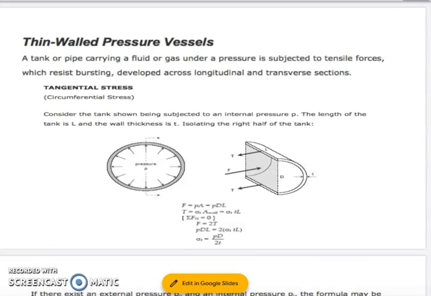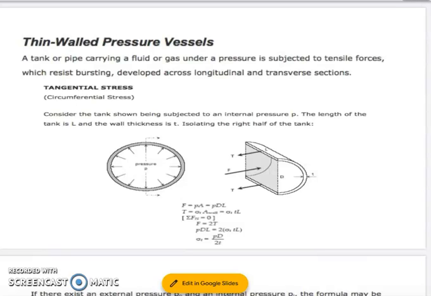So if we try to isolate the right half of the tank, you now have the figure. If you observe the right half of the tank, we have the tensile forces denoted by T, which resist our bursting force, denoted by F. Our bursting force F is equal to pressure times the area, and the area is equivalent to the diameter of the tank multiplied by the length of the tank.